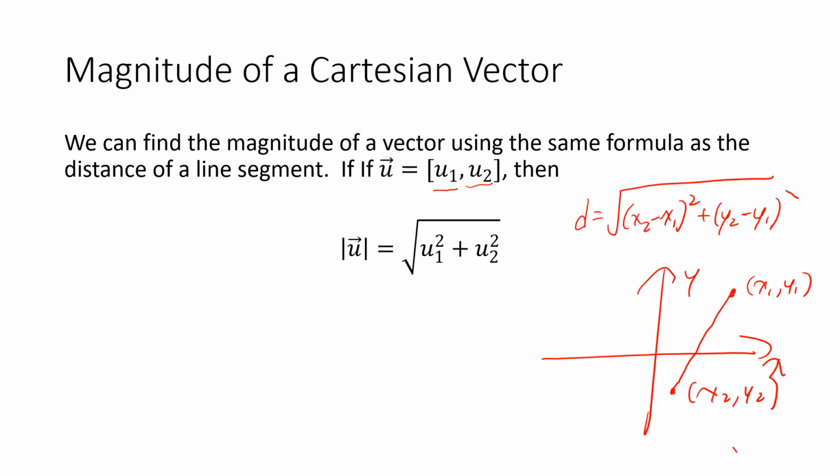The difference between the x values is the horizontal distance, right? And the difference between the y values is the vertical distance. So if we squared those, added them up, and then got the square root, then we would get the distance of this line segment right here. And the same reasoning applies for the magnitude of a Cartesian vector. So we just square u1, which is the change in the x value, and we square u2, the change in the y value, add them up, and then get the square root of that sum.